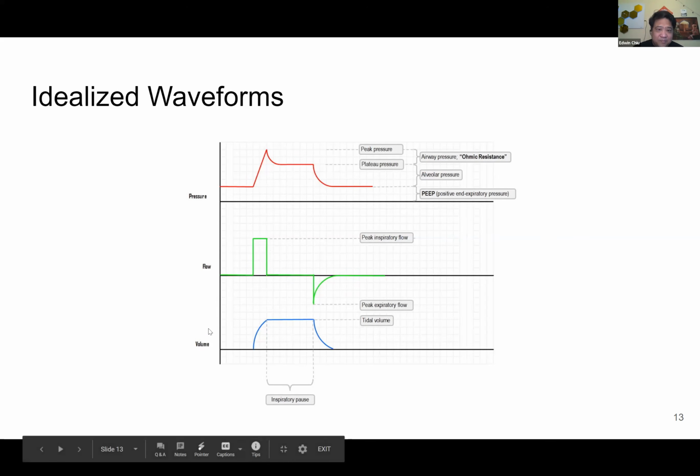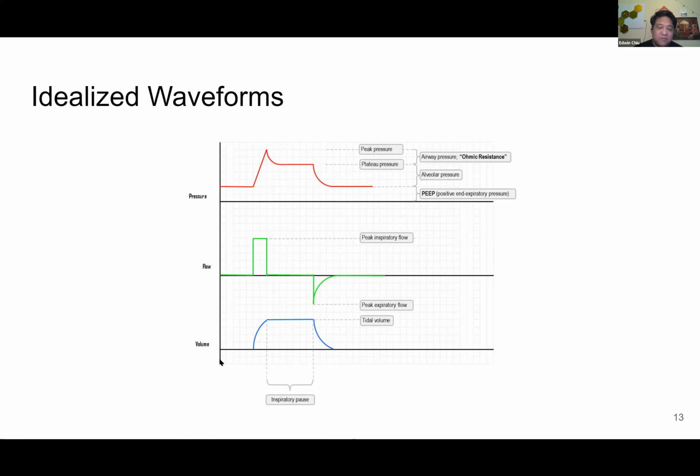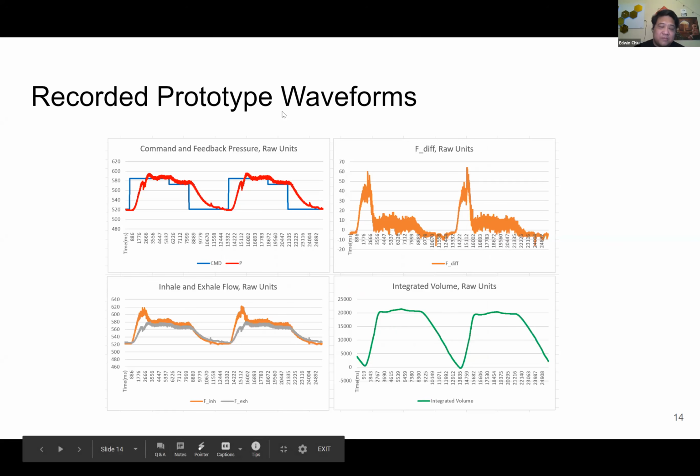The volume, you see the same thing here. The volume is essentially the integral of the flow. The patient inhales, or the ventilator blows air into the patient's lungs, increasing the pressure, increasing the volume, and then it's stable, it's constant during plateau, and then during exhale, you see it fall. So what does this look like in the real world?